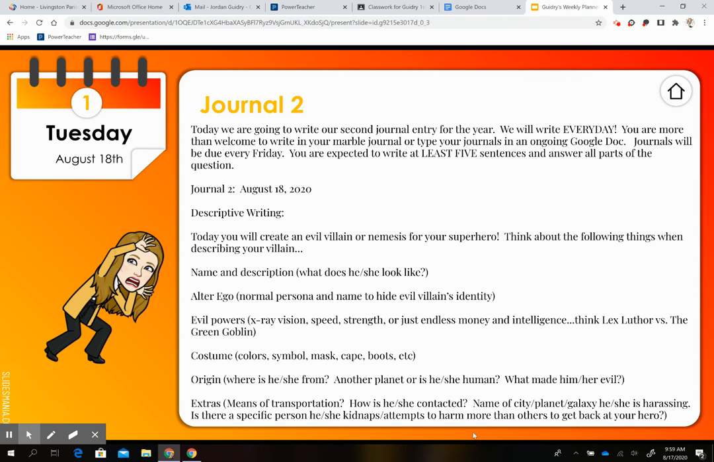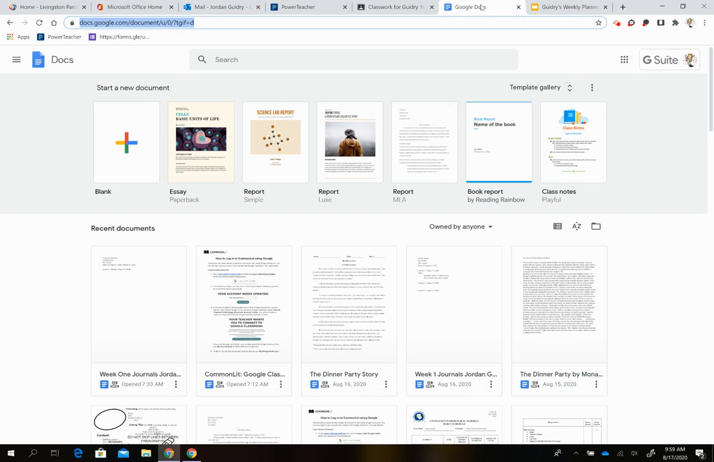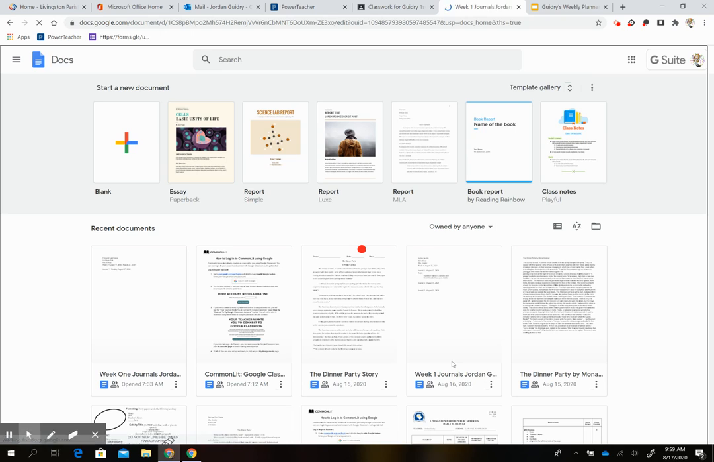Now, once you're ready to write, remember we're going to go back to our Google Docs. I already have my Google Docs opened at the top. You would go to your G Suite, click on your Google Docs app, and go back to Docs. You're going to find your journals. I labeled mine from yesterday, week 1 journals. And so I would click on it.